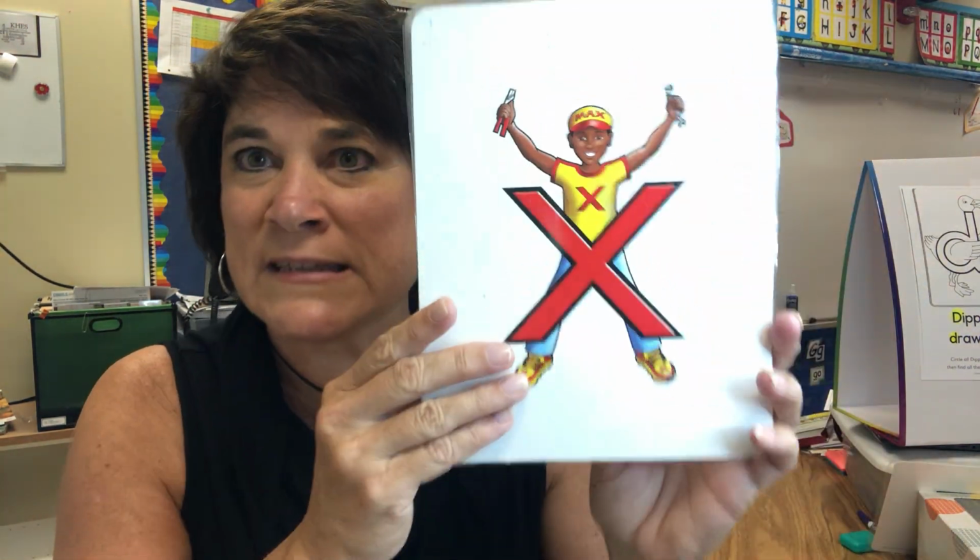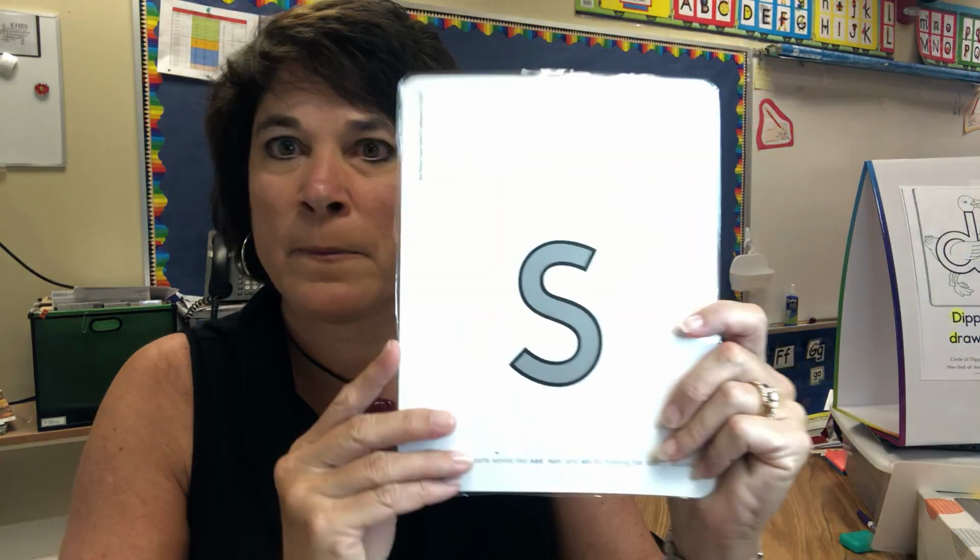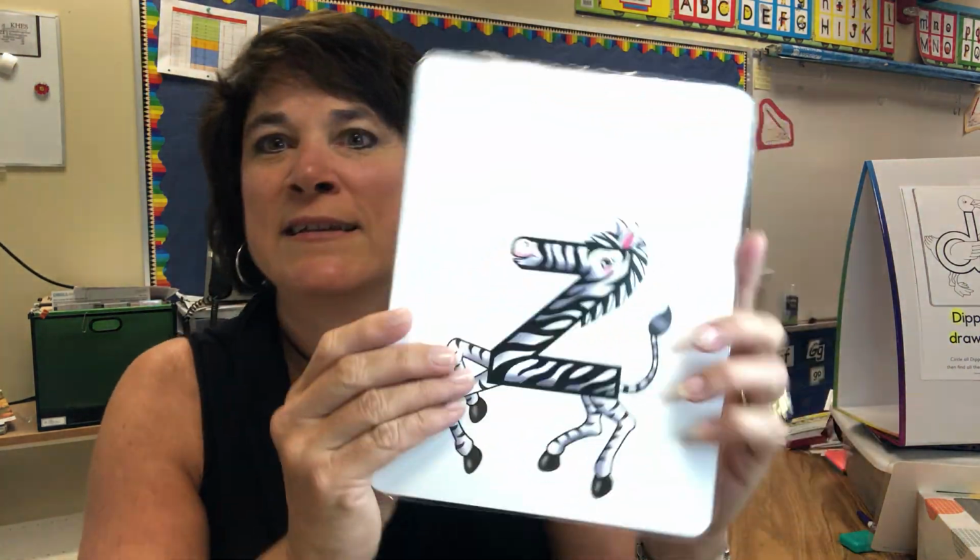Y, yellow yo-yo man. C, K, clever cat. A, Annie Apple. X, fix-it Max. W, Walter Walrus. V, Vicky Violet. U, Uppy Umbrella. T, Talking Tess. S, Sammy Snake. Z, zigzag zebra.